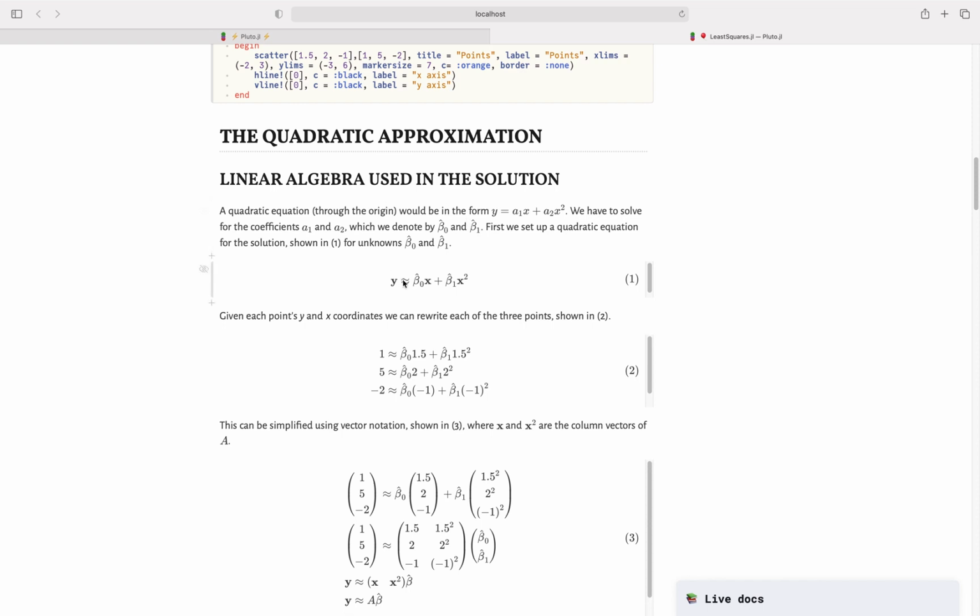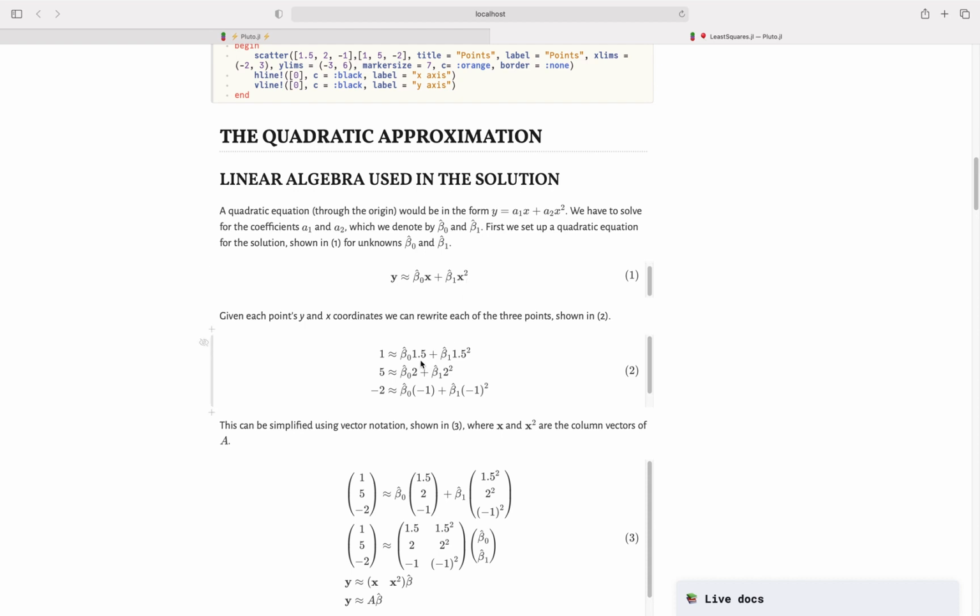So if we write it out like this, I'm going to put the approximate symbol there, and you'll see a little bit later why this is so. I'm going to say some vector y equals beta sub 0, that's a constant, a coefficient, times this vector x plus beta sub 1, again, just a coefficient, a scalar, times the second vector, which is just going to be the square of each element of the vector.